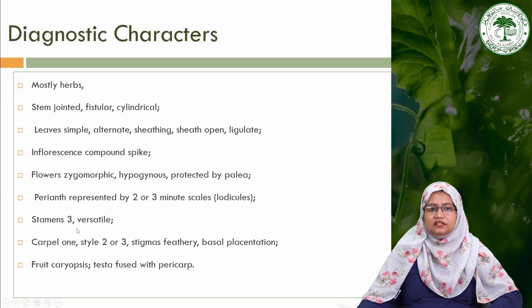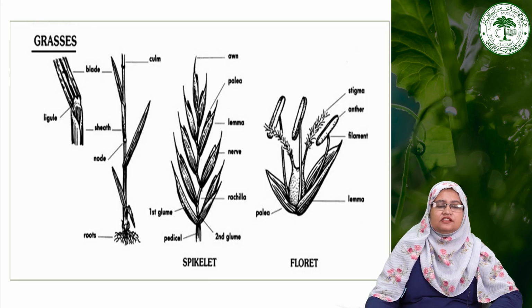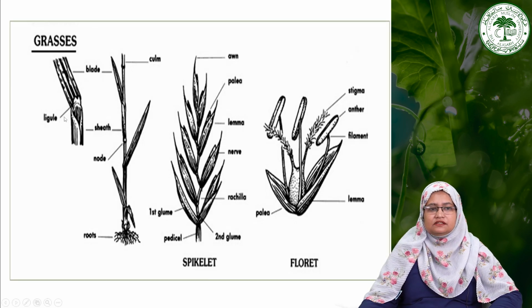Then stamens are 3 in number, they are free and versatile. Then the carpel is only 1, the style is 2 to 3, and the stigma is feathery, and there is basal placentation in the gynoecium or ovary. Then the fruit is a caryopsis, and the testa is fused with the pericarp. This is a list of the diagnostic characters which we can see in this particular slide.